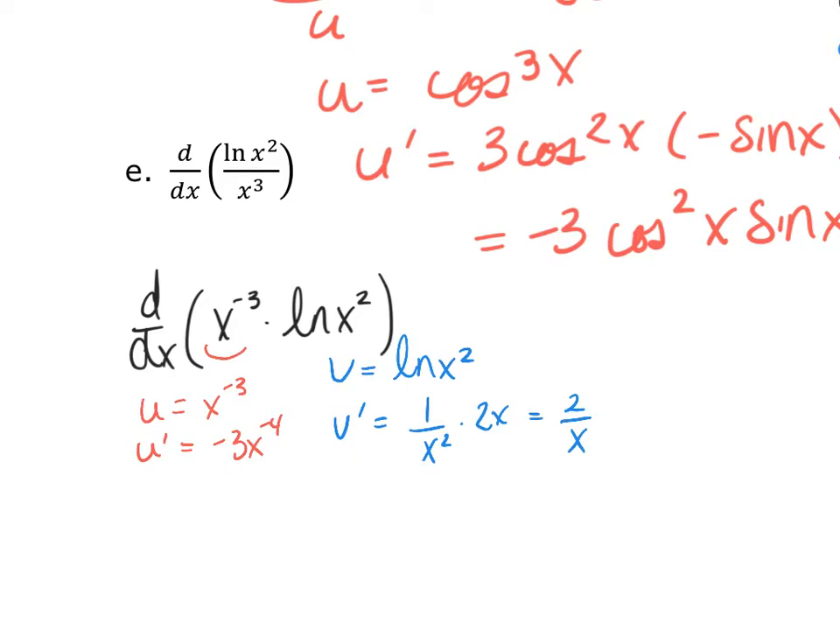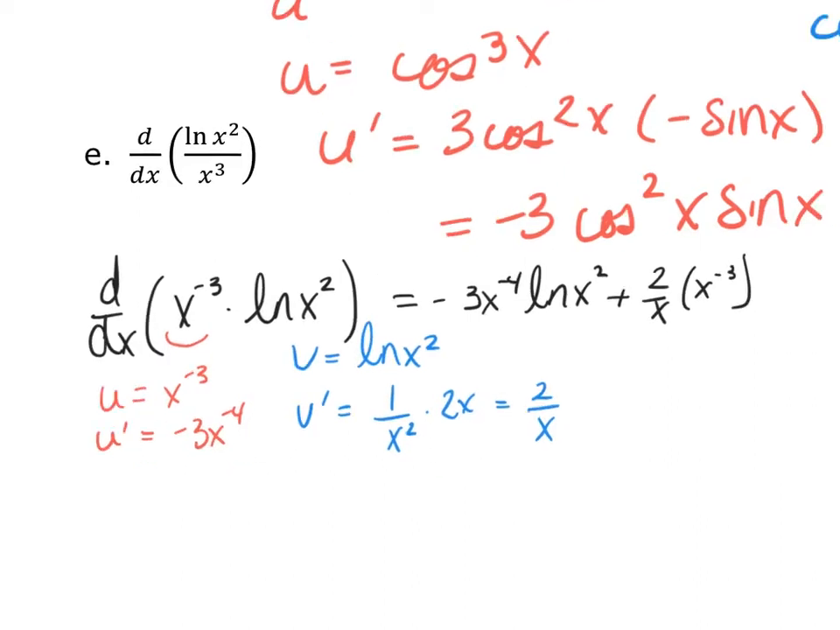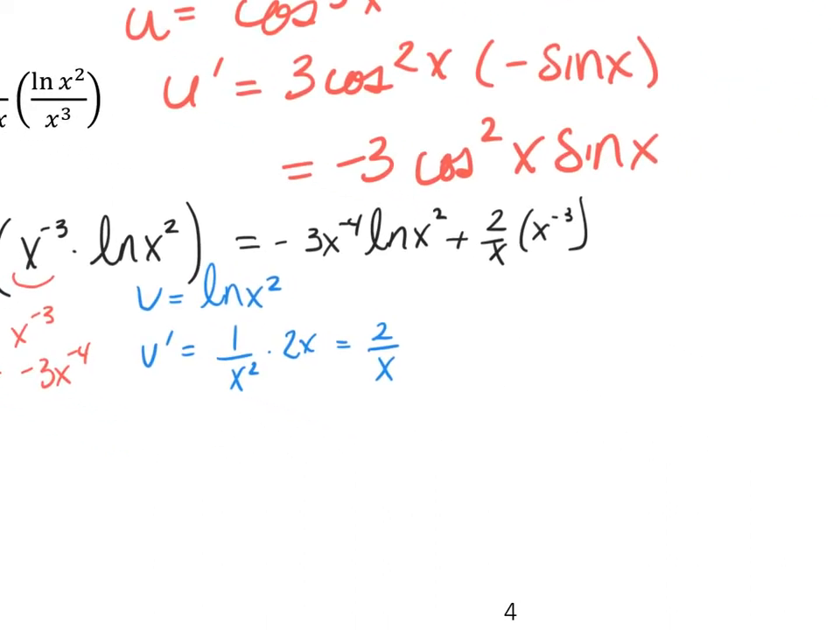Now I'm going to go ahead and use the product rule, which says it'll be the derivative of my first one, which is negative 3x to the negative 4, multiplied by my second one, which is the natural log of x squared. And then plus the derivative of my second one, which is 2 over x, multiplied by the first one, which is x to the negative 3. The only thing you have to do is clean up that second term. You don't have to put it all under the same denominator. It will end up being all over x to the 4th, but this is the only part that you have to clean up.